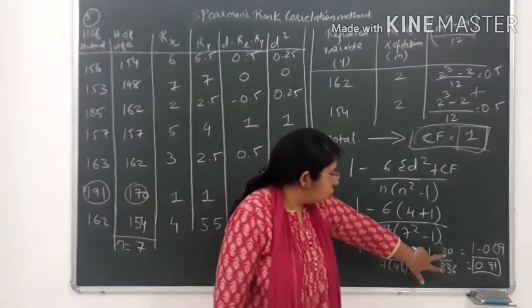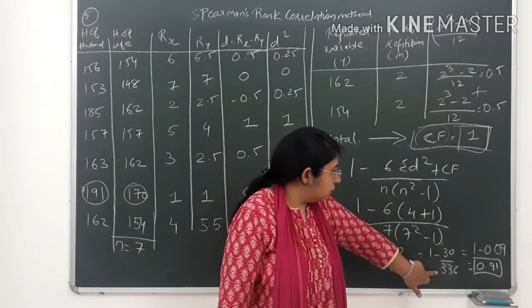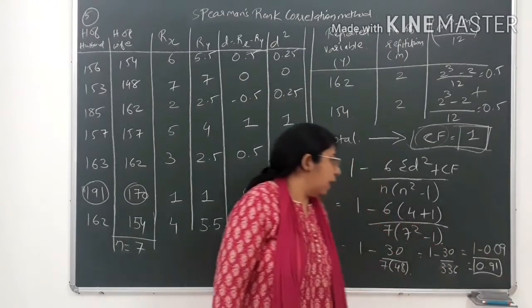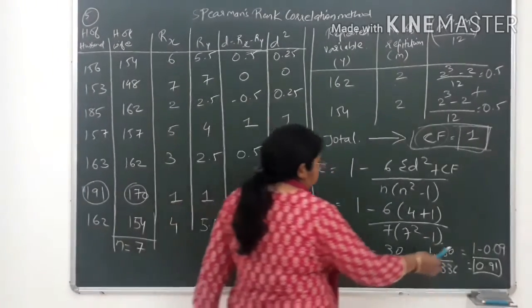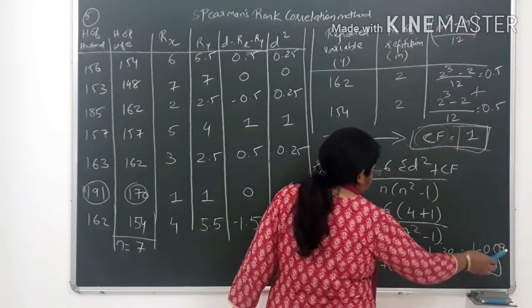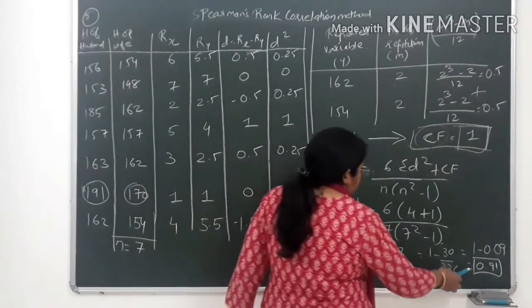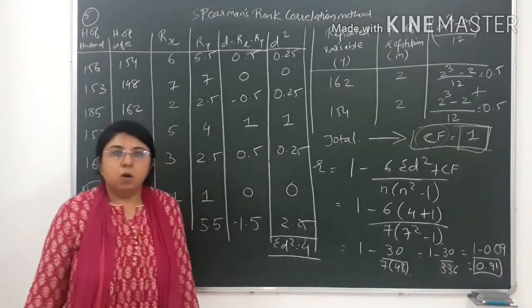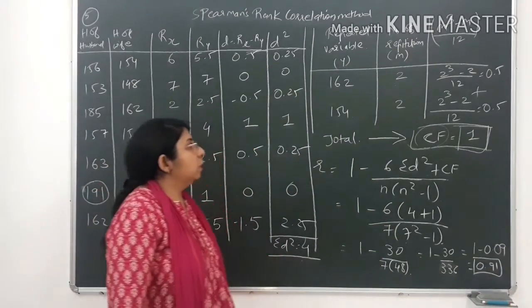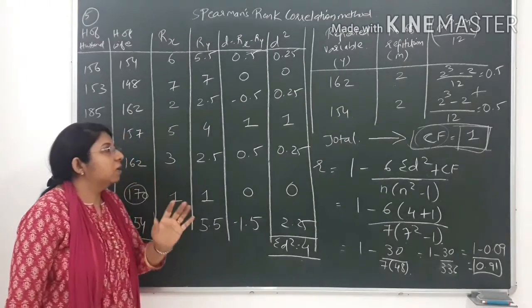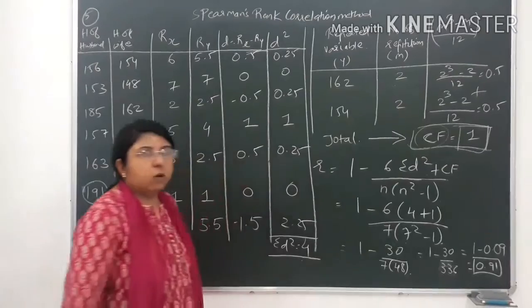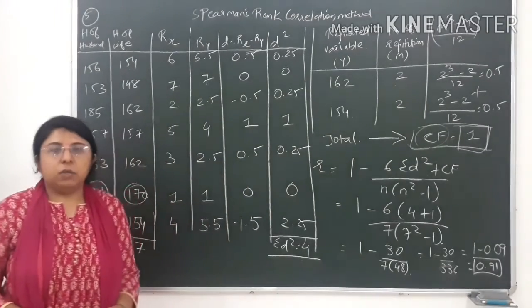First of all, divide these two values. That is 30 upon 336. You will get the answer, that is 0.09. That value you subtract from 1. So 1 minus 0.09. So the value of correlation coefficient, that would come to 0.91. So in this sum, new topic that we had studied, that is of the CF. Otherwise the entire calculation is similar to the previous sums that we had already studied in the last video lecture.